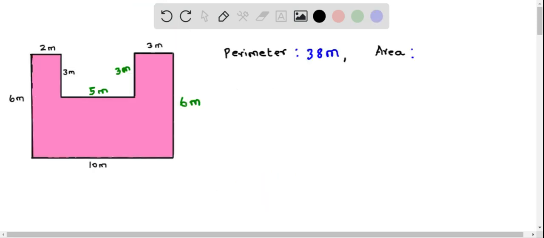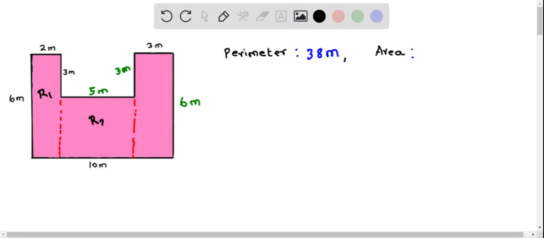Let's now determine the area of this non-standard shape. To determine the area of this non-standard shape, we could make some construction. First, I'm going to do this construction. That is, I'm going to drop a vertical line from this point to the opposite side, that is the side of length 10 meter, so that this region can be considered as a rectangle, R1. And then I drop another vertical line like this, so that this looks like another rectangle.